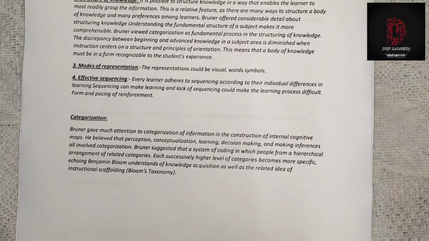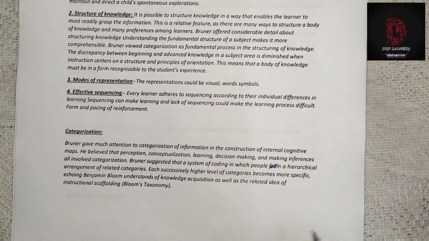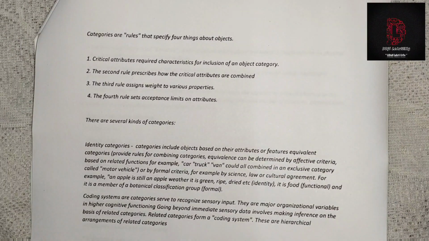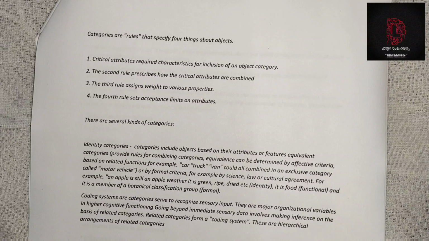Okay, form a hierarchical arrangement of related categories. Okay. Categories are rules that specify four things about objects. That is, the critical attributes, the required characteristics for inclusion of an object in a category. The second rule prescribes how the critical attributes are combined. The third rule assigns weight to various properties. And the fourth rule sets acceptance limits on attributes.